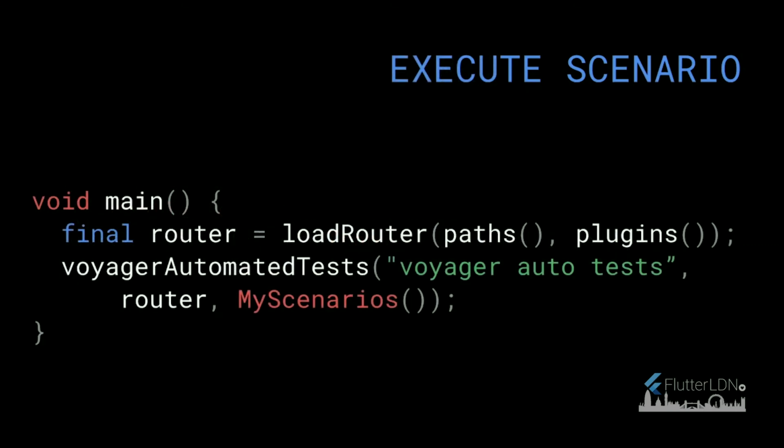And once you have all your scenario classes implemented, you just run it from the test code file. And for the example app that's included with the Voyager library, just by implementing one scenario per screen, it bumped my code coverage to over 70%.